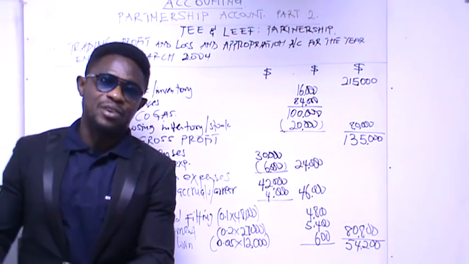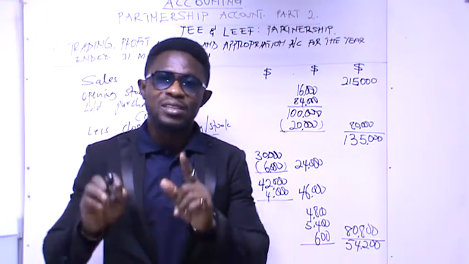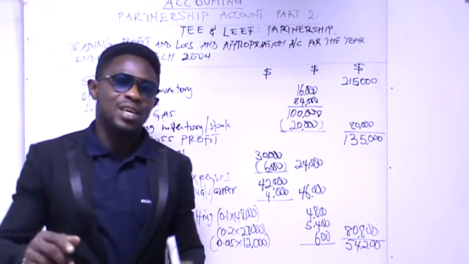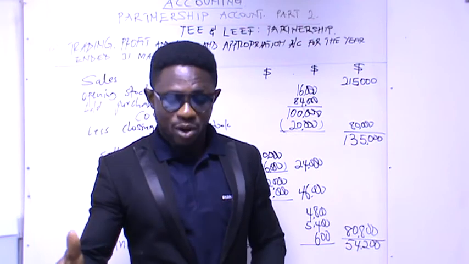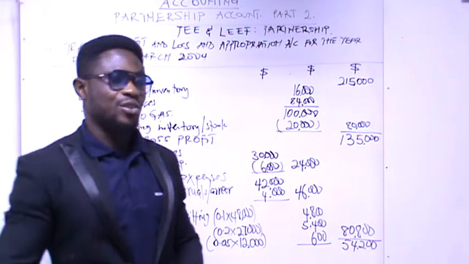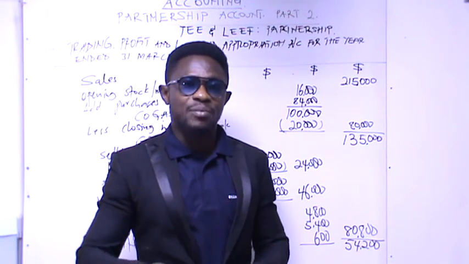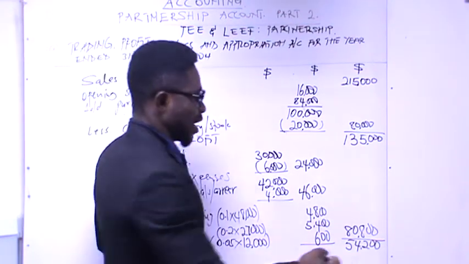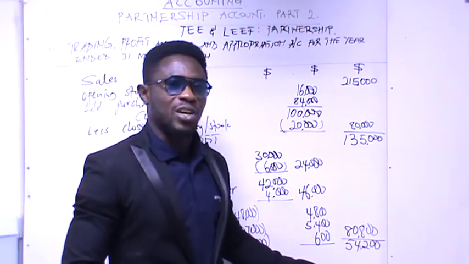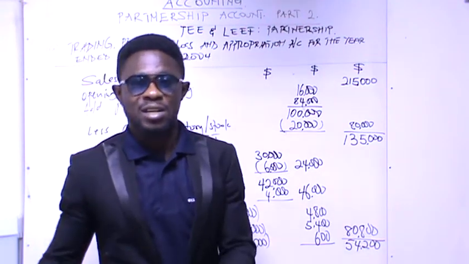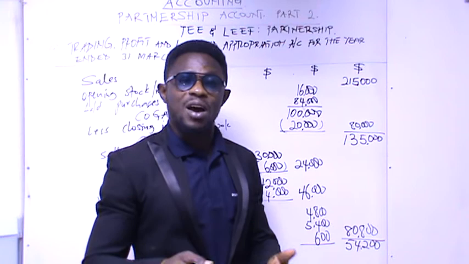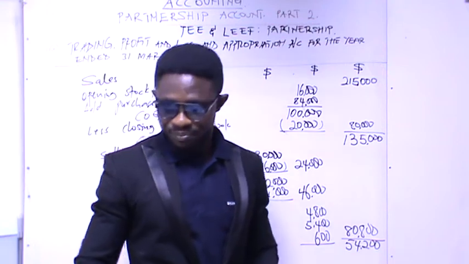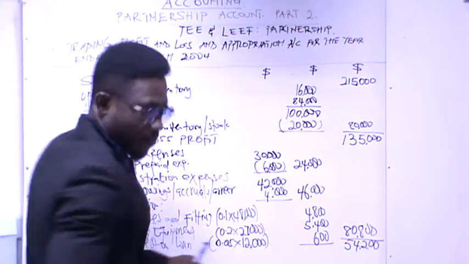If there is no agreement on the profit sharing ratio, then the Act of 1890 says that we should share the profit equally among the partners. According to this question, there is no agreement and no salary is to be paid. If there is no agreement between the partners, no salary is to be paid to any partner. So we share this net profit based on the agreed profit sharing ratio, and since we don't have any agreement, we share it equally among the partners. So I'll continue from here.